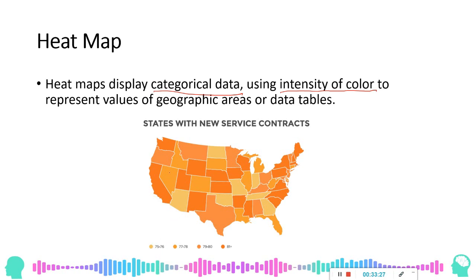Okay, this one nak tengok states with new service contract. Ini adalah peta US ke? Yes, ni adalah peta negara US dan setiap ni adalah negeri-negeri yang ada dekat dalam US. US overall dia ada 52 states if I'm not mistaken. 50 something or 40 something. Sebab tu lah nama dia United States of America.